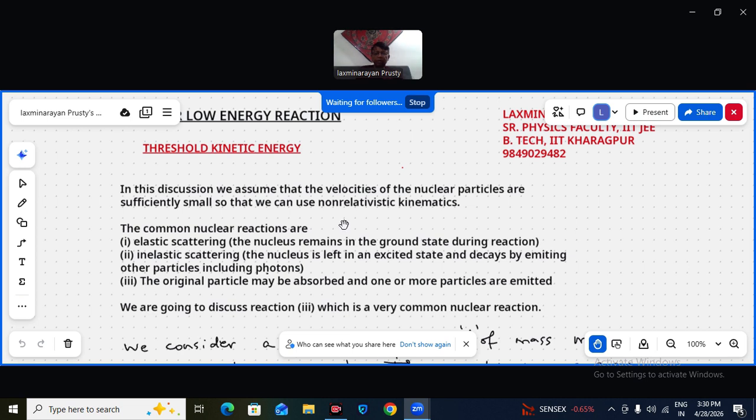The only difference between the atomic energy states and the nuclear energy states is the magnitude of the energy. Atomic energy states are of the order of eV, whereas nuclear energy states are of the order of hundreds of keV or maybe MeV also. But elastic scattering means the nucleus after the reaction remains in the ground state.